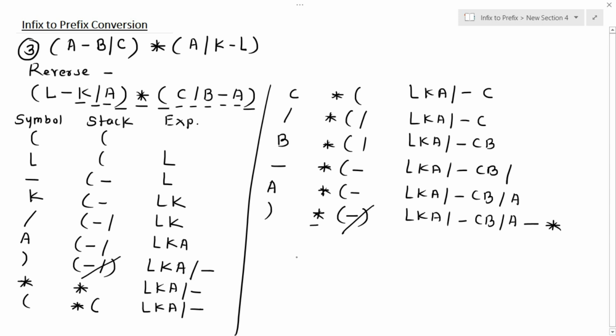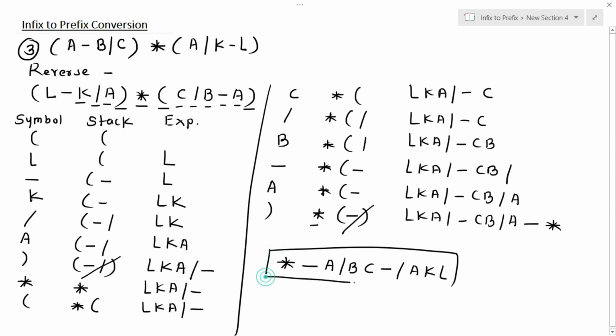We are again going to reverse it. So the reverse of the above expression is multiplication minus A divided by BC minus division AKL. So this is our final prefix expression for the above infix expression.